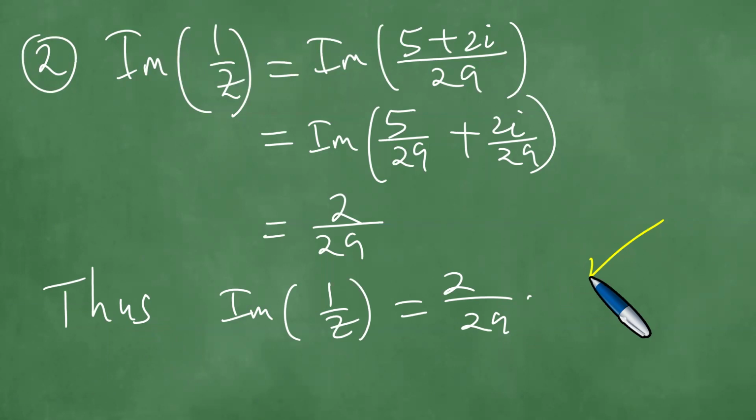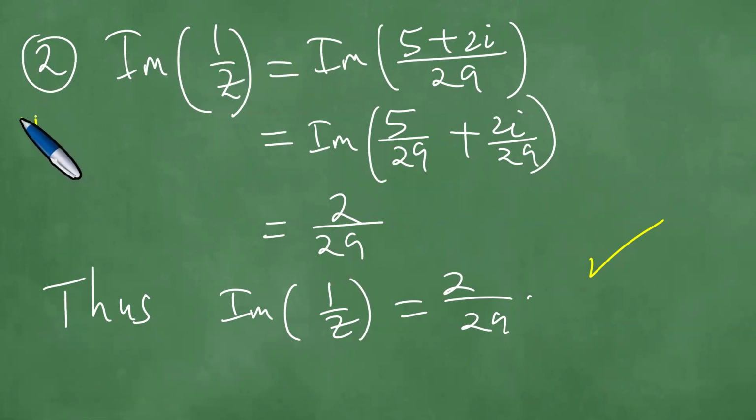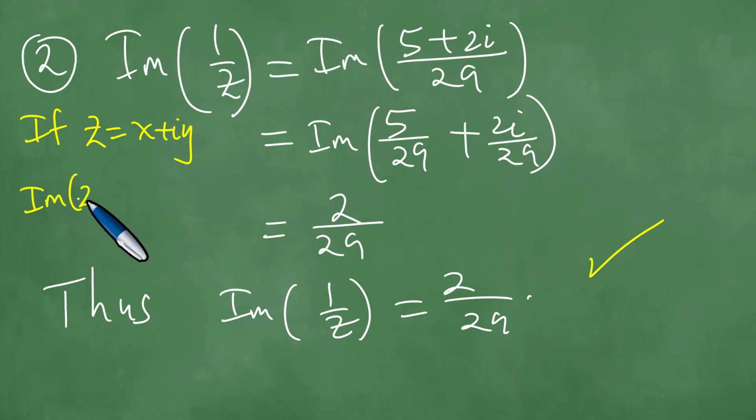Hello? Yes, please. What happened here? Okay, what happened? That's a good question. What happened was that we extracted the imaginary part because by definition, if z is x plus iy, then the imaginary part of z is just y. So the imaginary part, we just take the coefficient of i. So here the coefficient of i is 2 over 29. So the imaginary part of this will therefore become 2 out of 29.